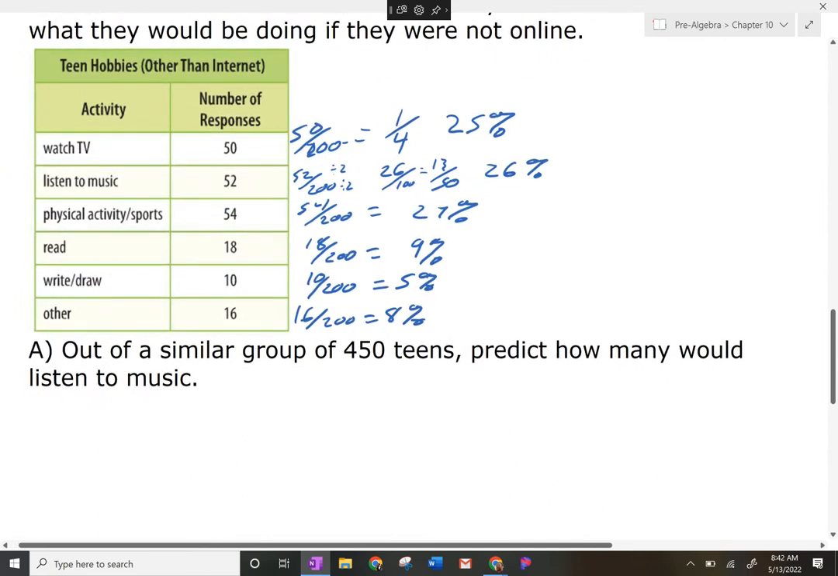What we can do is, now that we figured out what these percentages are, we can use that data to figure out stuff for way bigger groups. So this is only out of 200 people, that first survey. But it says out of a similar group of 450 teens, predict how many would listen to music. Here's how we figure that out. We take our group size times the percentage as a decimal. I'm going to put it over here.